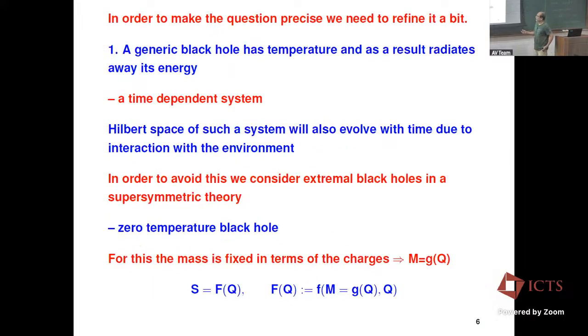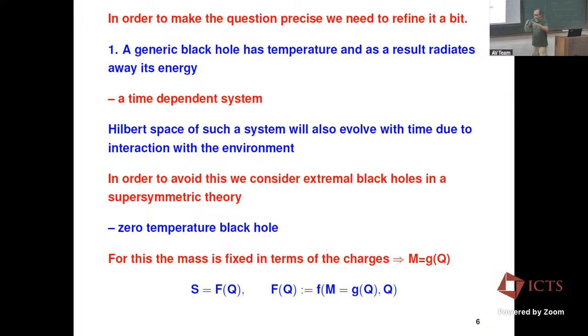Now, it turns out that in order to make this question precise, we need to refine this a bit. The first reason that we need a refinement is that if you consider a generic black hole, that, as we have already seen, has temperature, and as a result, it radiates away its energy. Just like any hot object radiates away its energy, the black hole is no exception. So it's really a time-dependent system. And because it's a time-dependent system, the Hilbert space of such a system will also evolve with time due to interaction with the environment.